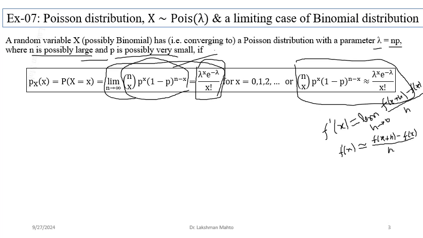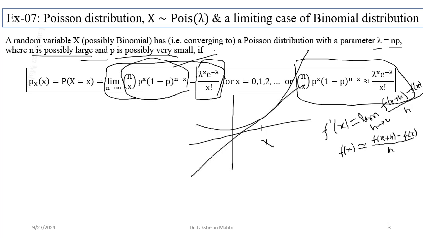If you say h is very small, have you seen this approximation or not? If you haven't, then play with the plot of a function. Take simply this kind of function. Suppose this point is x, where is f dash x? Come to this point and draw a tangent. This is a tangent line. So f dash x is talking about the slope of the tangent at point x.